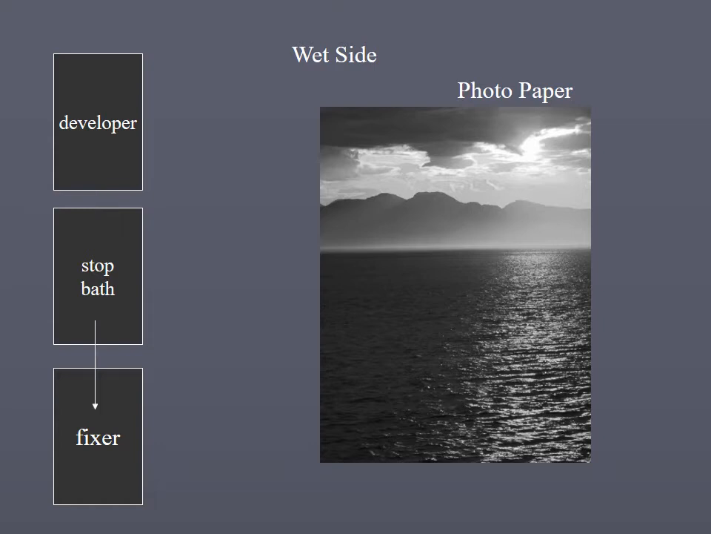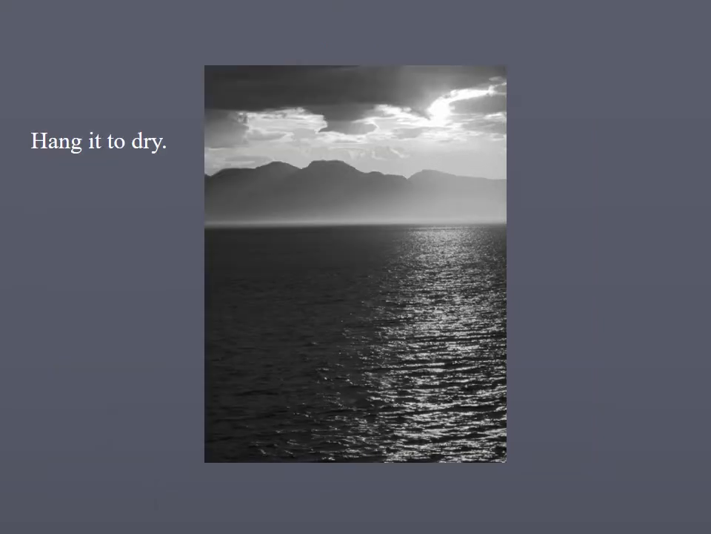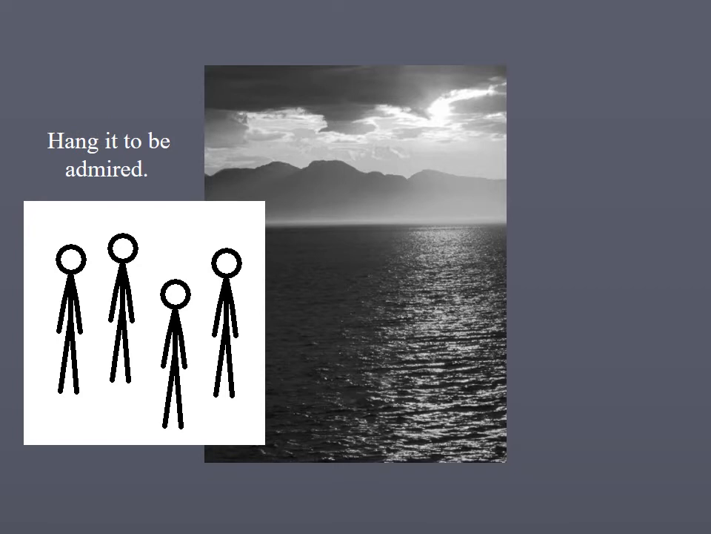You drop it into the fixer, and the fixer is a very appropriate name. It removes all the silver salts that are still sensitive, and it fixes those silver salts that have been sensitized to your paper. And you leave it in the fixer for a while. After a while, you can turn on the white lights, the room lights, and you'll see your image. You then wash it very well, and then you hang it to dry, your print, and then you hang it to be admired.